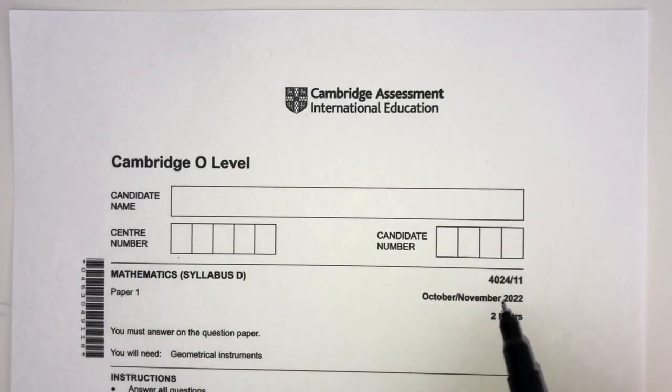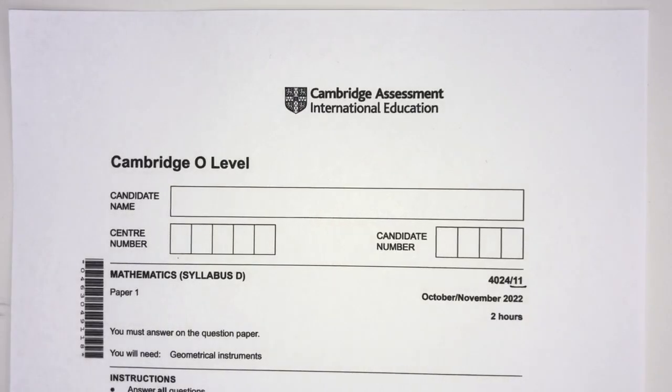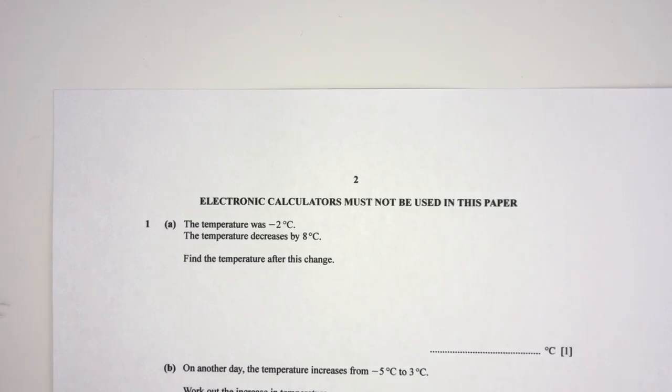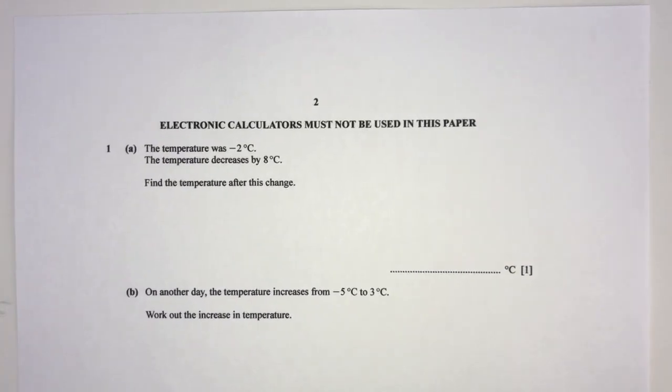This one is paper 1-1 of October-November 2022. Obviously, this is paper 1, so we can't use a calculator. Right, so let's move on to questions. So here we have question number 1. So let's see what happens.